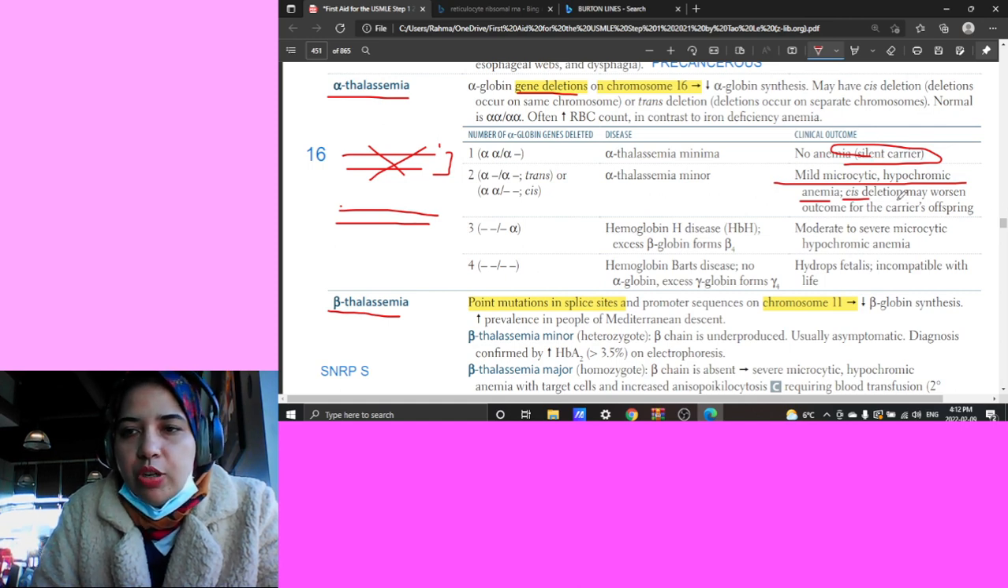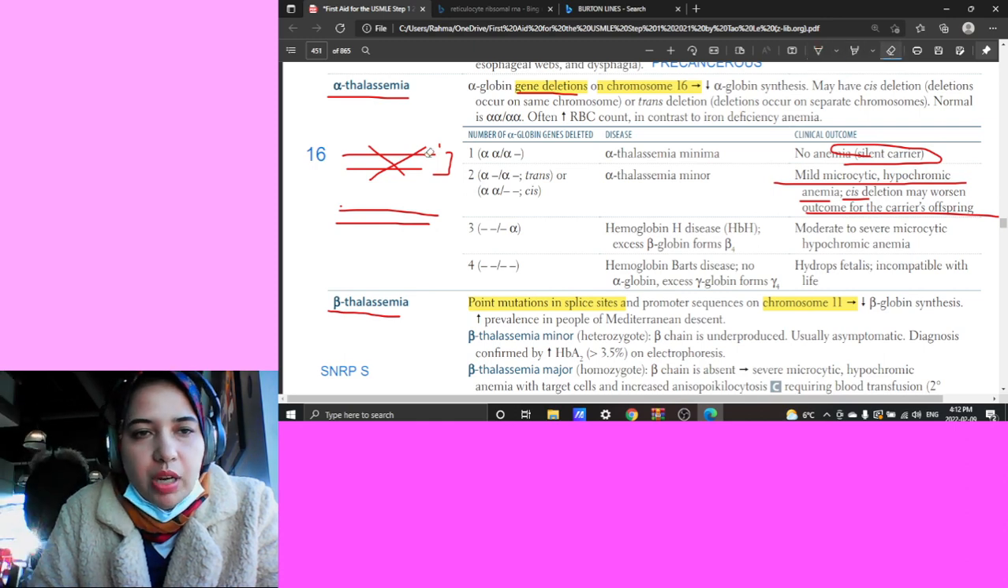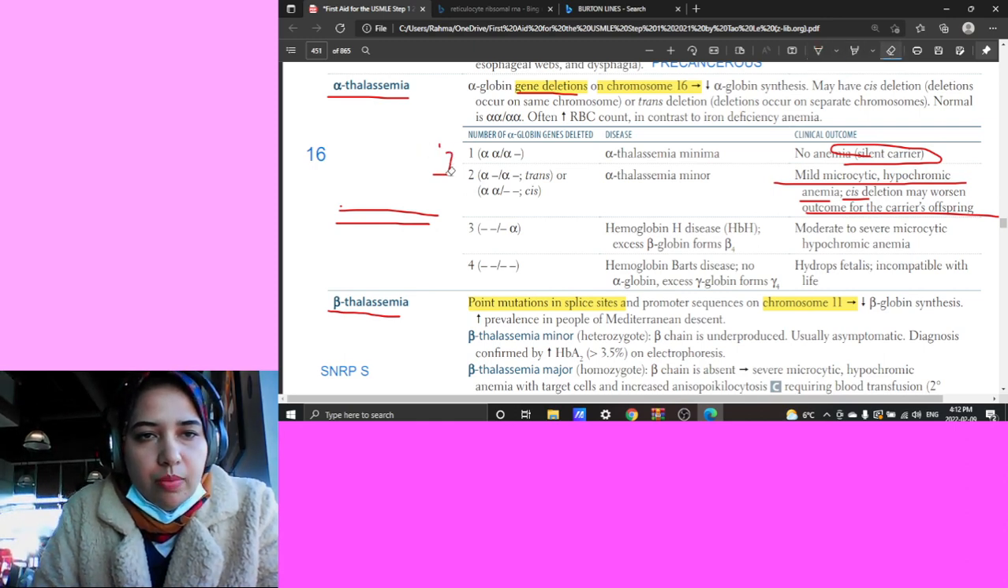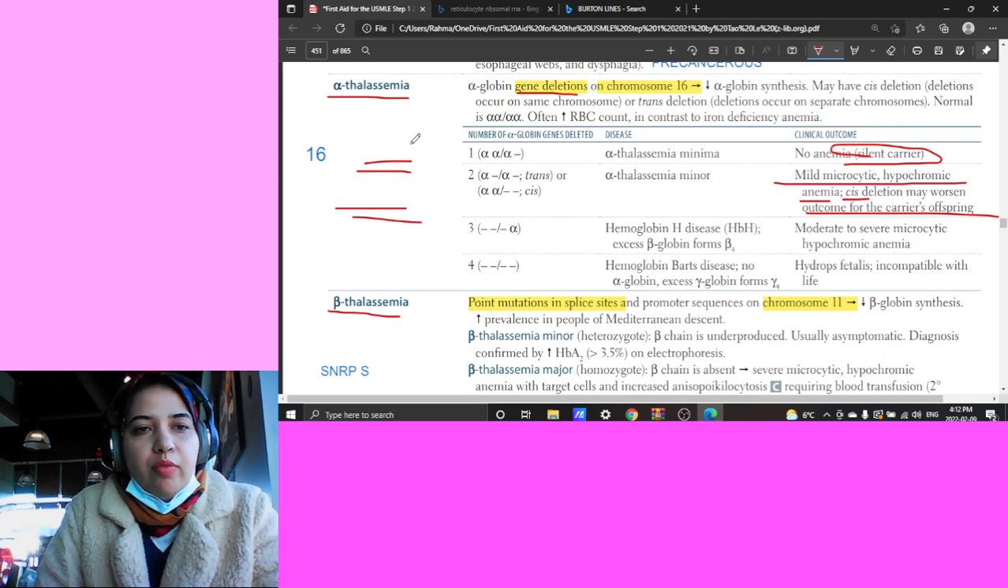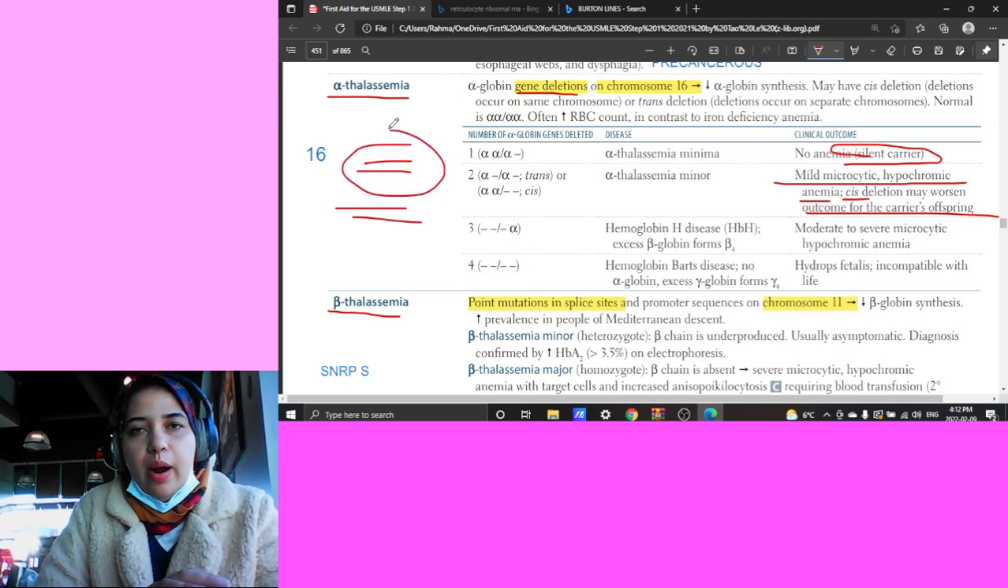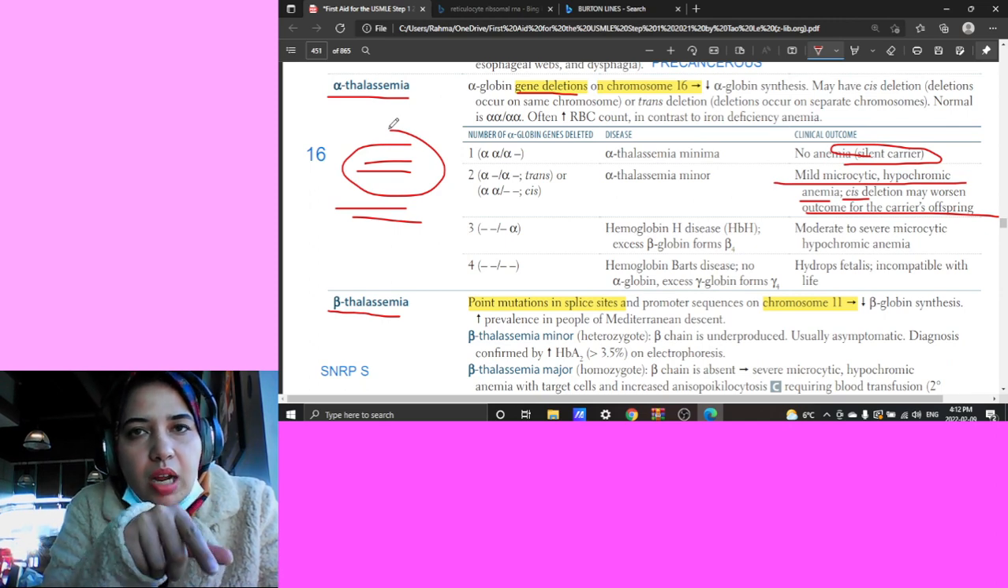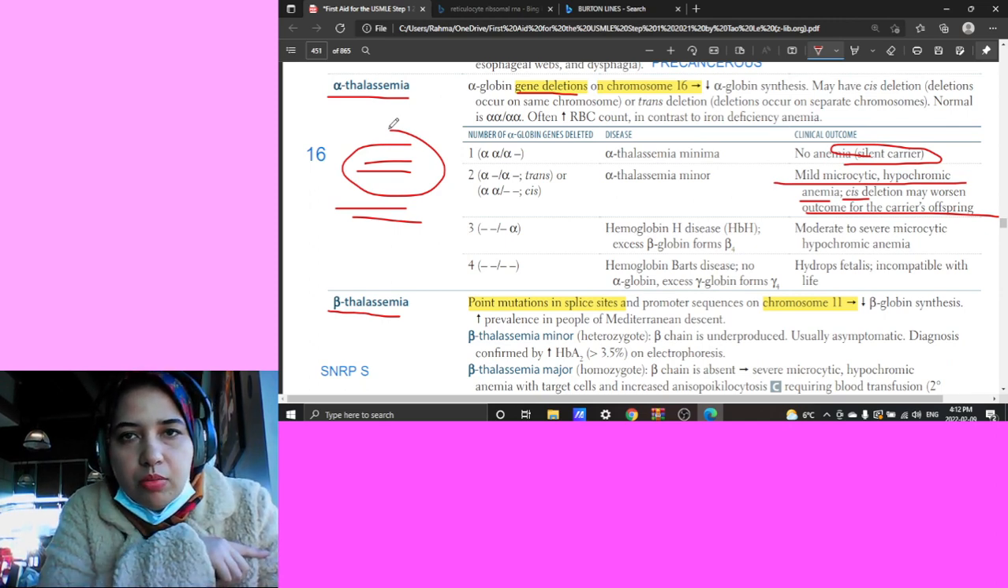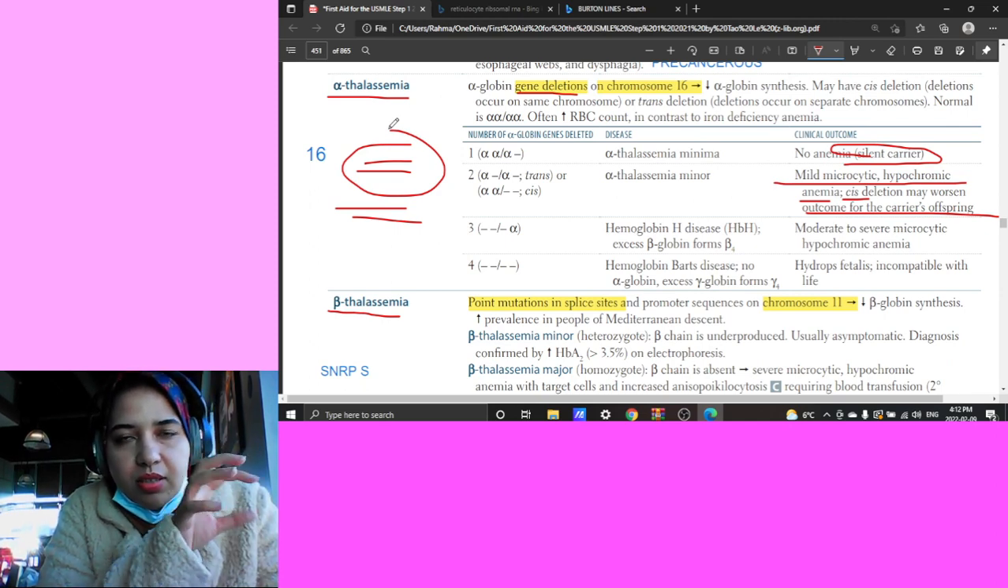That's how to see this. So you have a cis deletion that may worsen the outcome for the previous offspring. Let's just say that one more time so that it is more clear for you and so that we memorize this together. So you have two copies here, here, and here, and here. If I remove both of these, I'm not going to have a major anemia because I still have two copies on another chromosome. Okay, that is cis deletion.